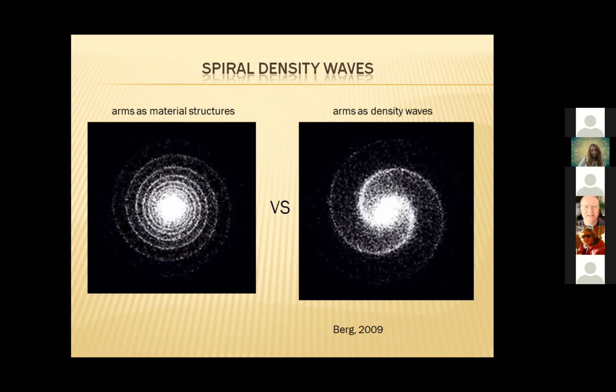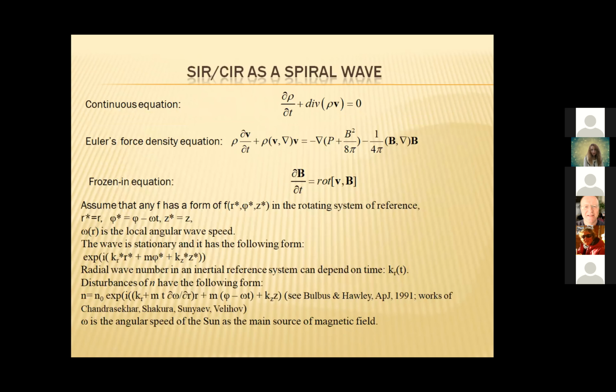It turned out that the arms of galaxies can be described as spiral density waves. And now here you can see the result of one of many models which treated this. Using this analogy with galaxies, we have considered a stream interaction region as a spiral wave of the density, the velocity, and the magnetic field.